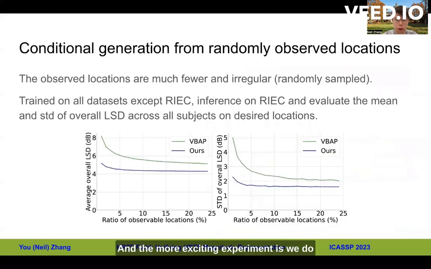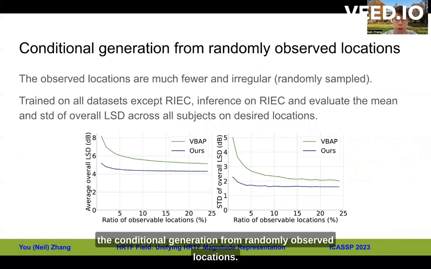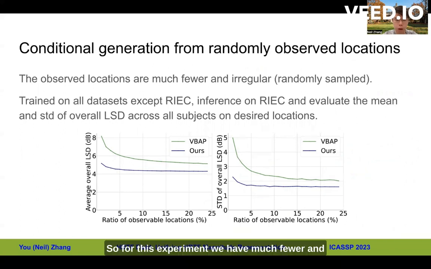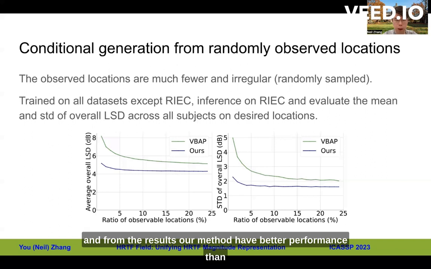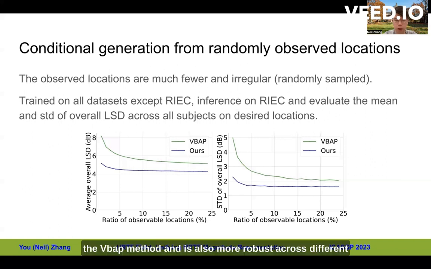And the more exciting experiment is conditional generation from randomly observed locations. For this experiment, we have far fewer and irregular observed locations. We first infer a latent code Z from the observed locations, and then use the generative model to generate the HRTFs at all the other locations. In this scenario, the bilinear method will not work. And from the results, our method has better performance than the VBAP method, and is also more robust across different subjects in terms of the standard deviation.